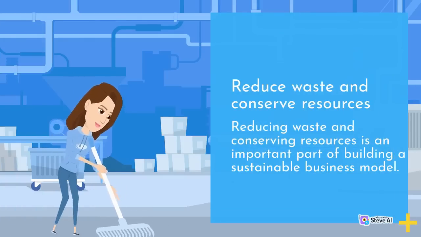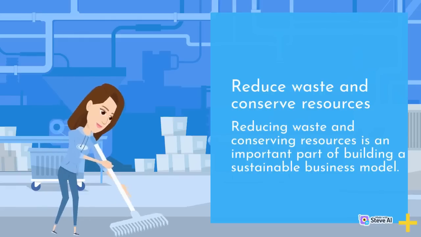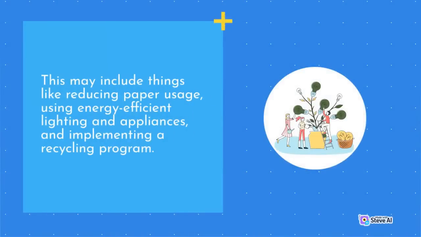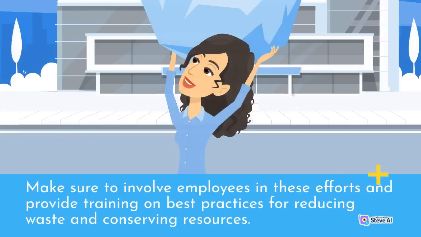Reduce waste and conserve resources. Reducing waste and conserving resources is an important part of building a sustainable business model. This may include things like reducing paper usage, using energy-efficient lighting and appliances, and implementing a recycling program. Make sure to involve employees in these efforts and provide training on best practices for reducing waste and conserving resources.